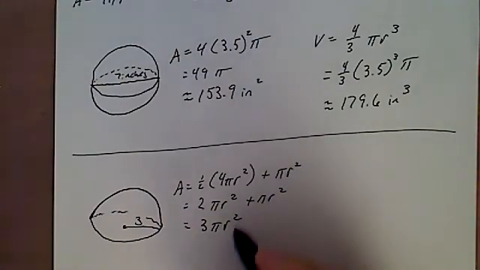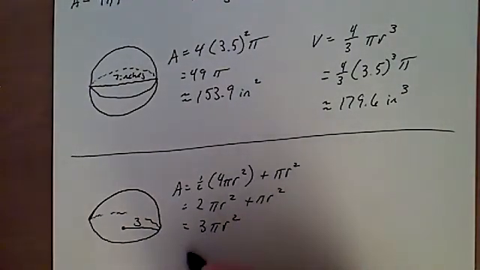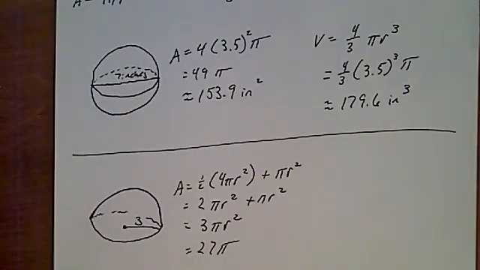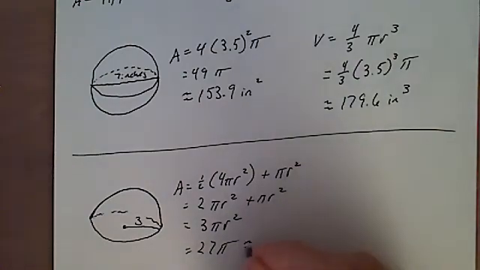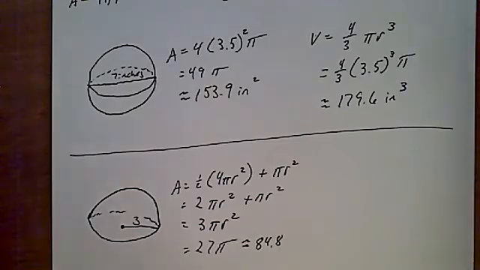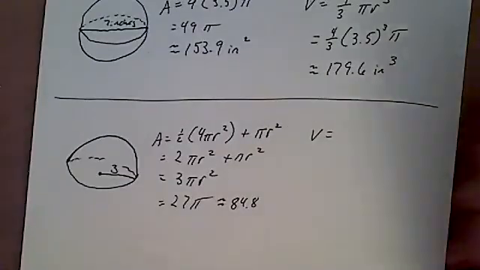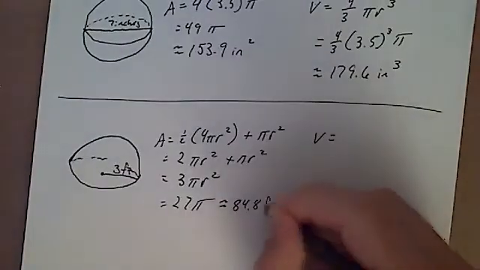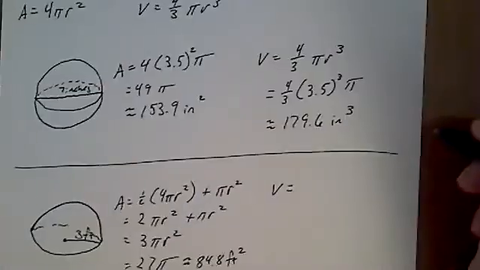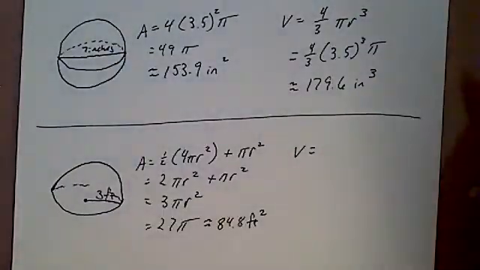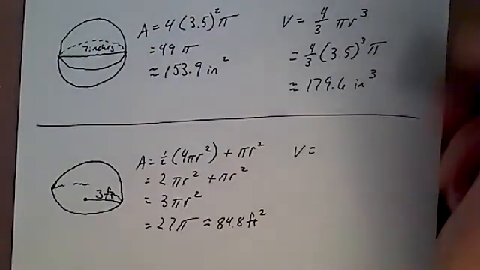right? And we have 3 squared, which is 9 times 3, so this is 27 pi. 27 pi is about 84.8, which is in feet, so feet squared. The volume is exactly half, right? The amount of space this is taking up is half the space of the other one, right? It just has more surface to cover.